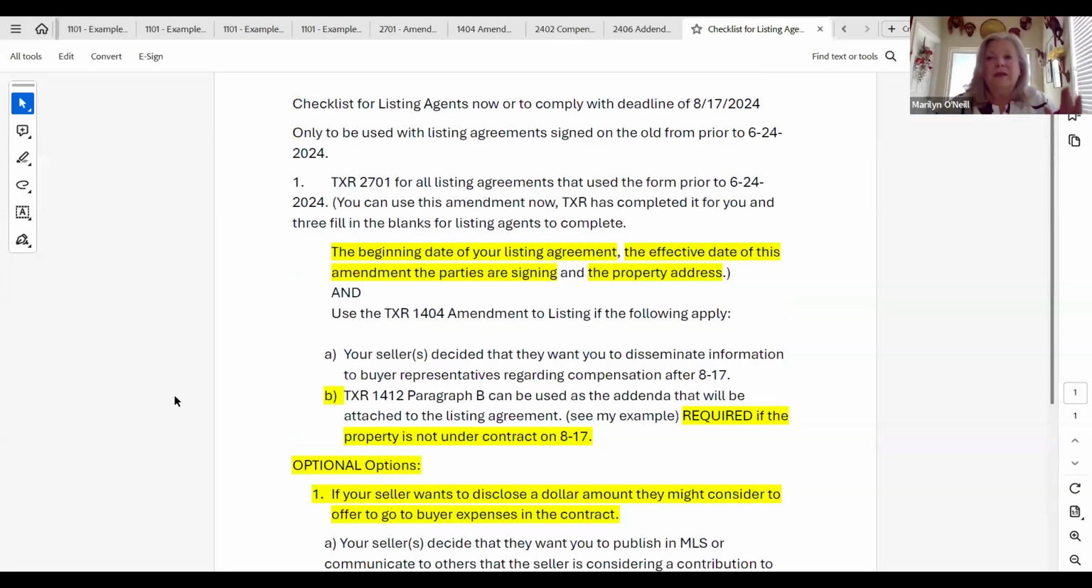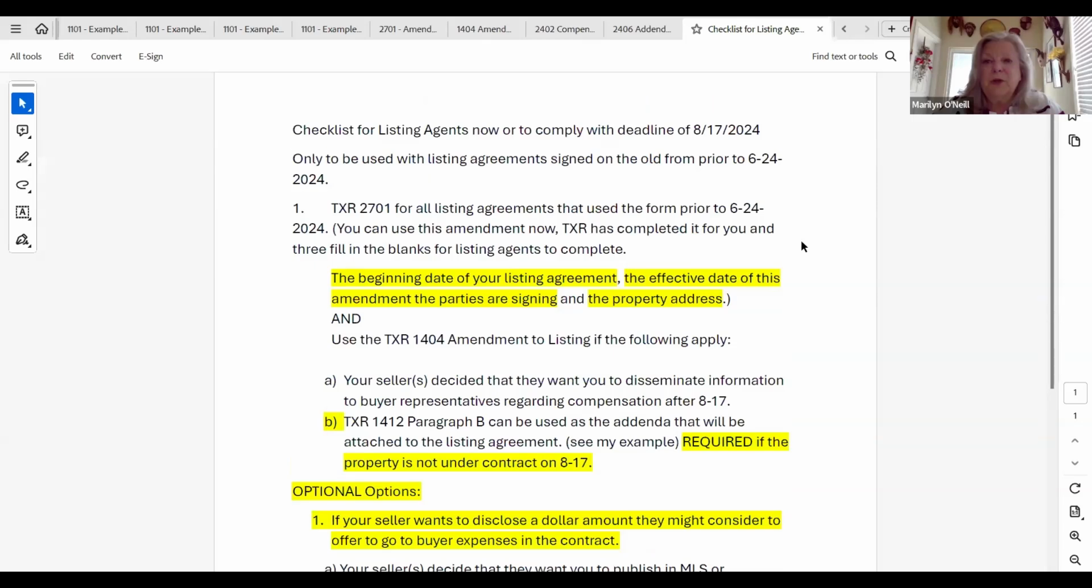So the deadline, you can do the 2701 right now today. Then if you're not under contract by August 17th, you could do the amendment to the listing where the sellers are giving you permission to convey the other broker compensation that they would allow you to say to a buyer agent representative. Or you can do the 1412 with the information that I have included. Any questions about what you're supposed to do by the deadline?